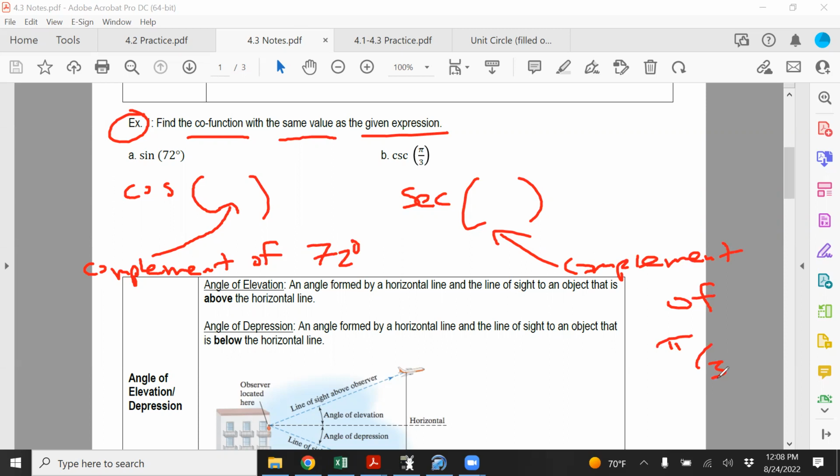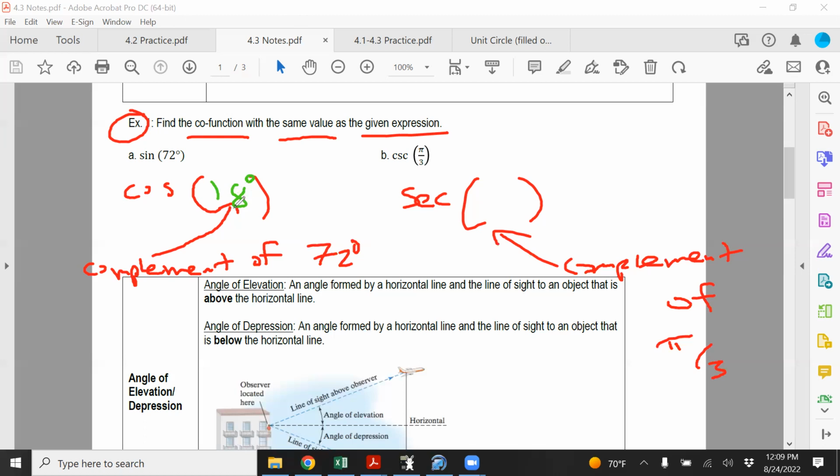Okay, we'll start with part A. What's the complement of 72 degrees? Well, 18. Yeah, thank you, Dan. Just 18. Yep. 18 degrees. One of your classmates. 18. Okay. Does that make sense? 18 degrees, right? Because 18 plus 72 is 90, right? That's all.